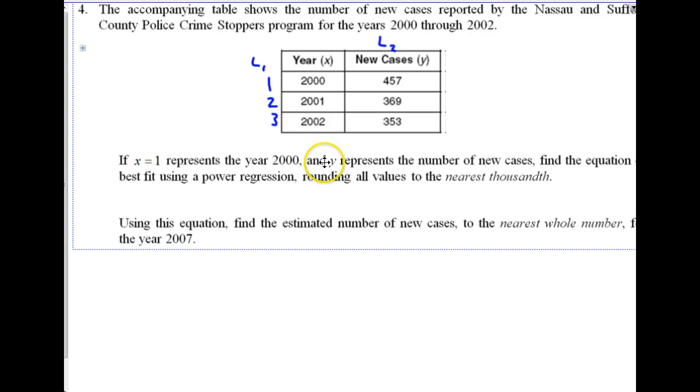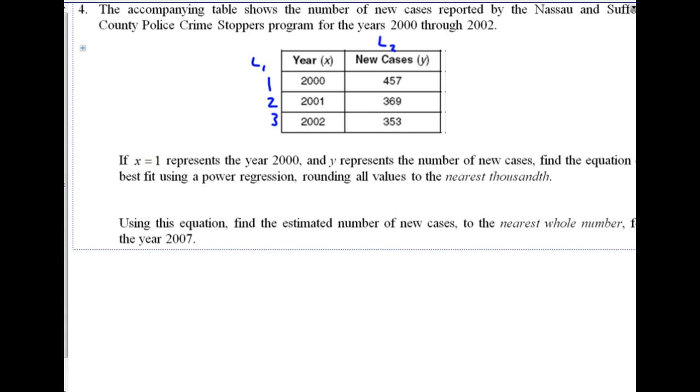You're going to go through, do a power regression, and get a function here. And then it says, using this equation, find the estimated number of new cases for the year 2007. So you're going to have to think about, was that an X or a Y? And then how do I convert that into these values? In other words, if the year 2002 is a 3, and the year 2001 is a 2, what therefore would be the year 2007? Okay, I'm sure you can figure that out.